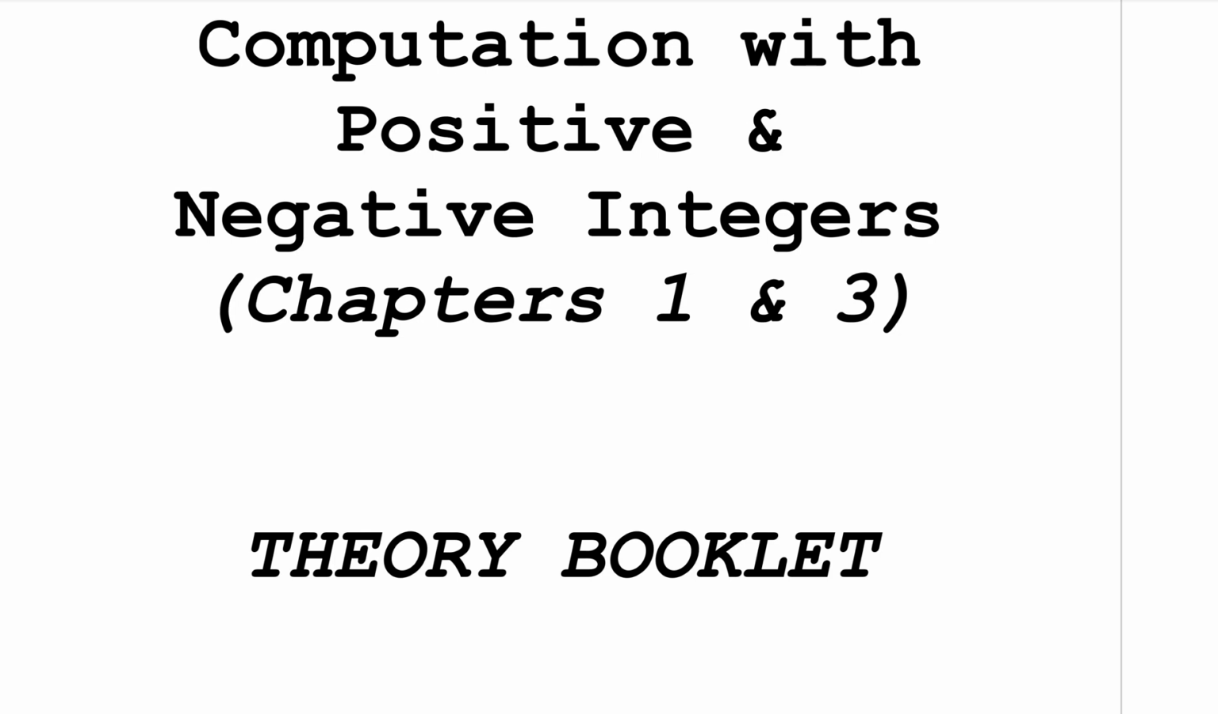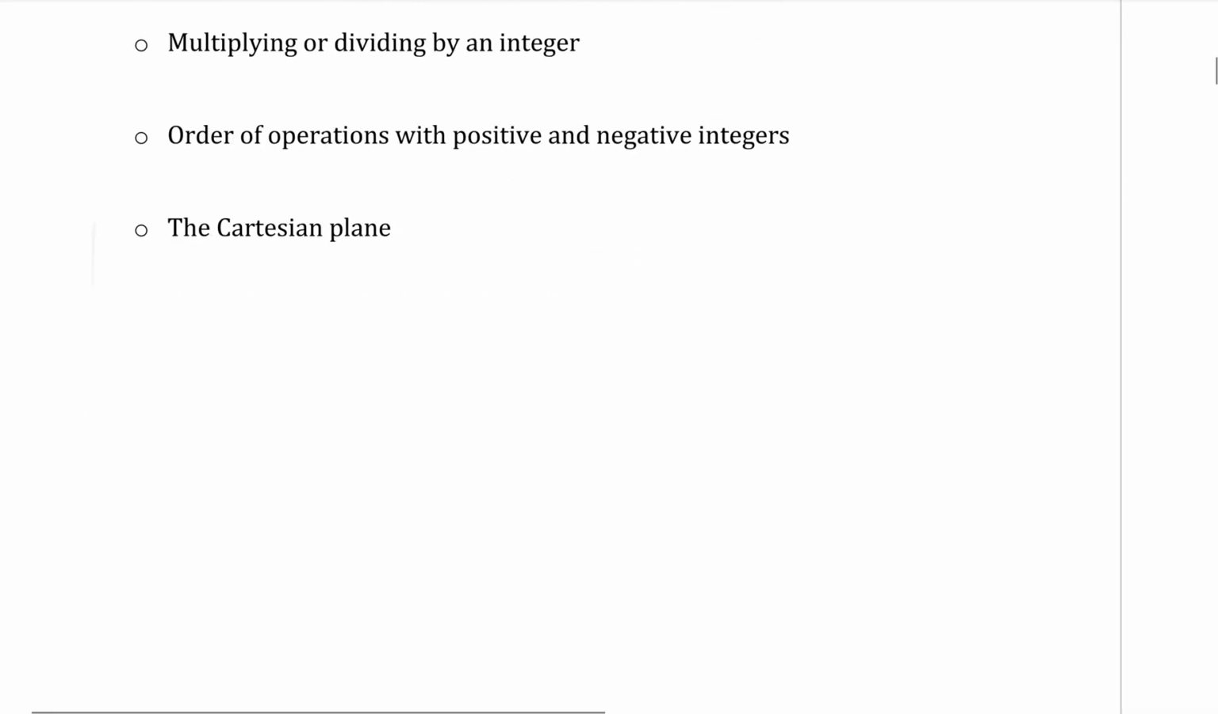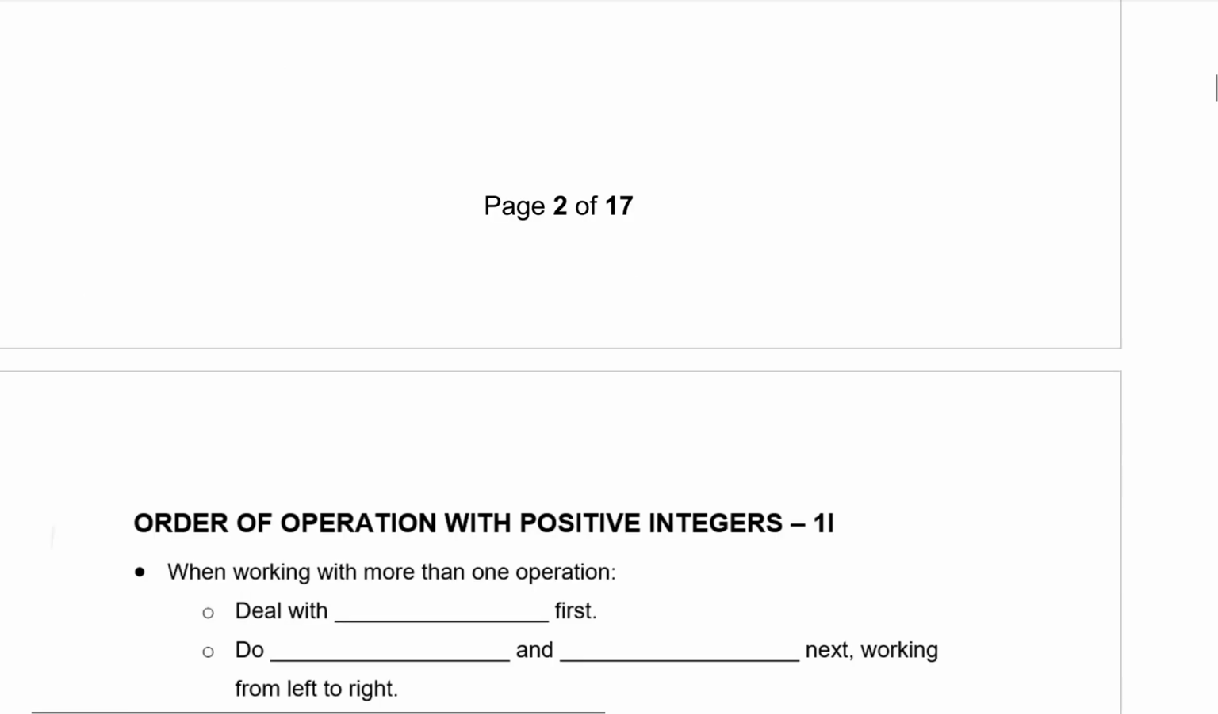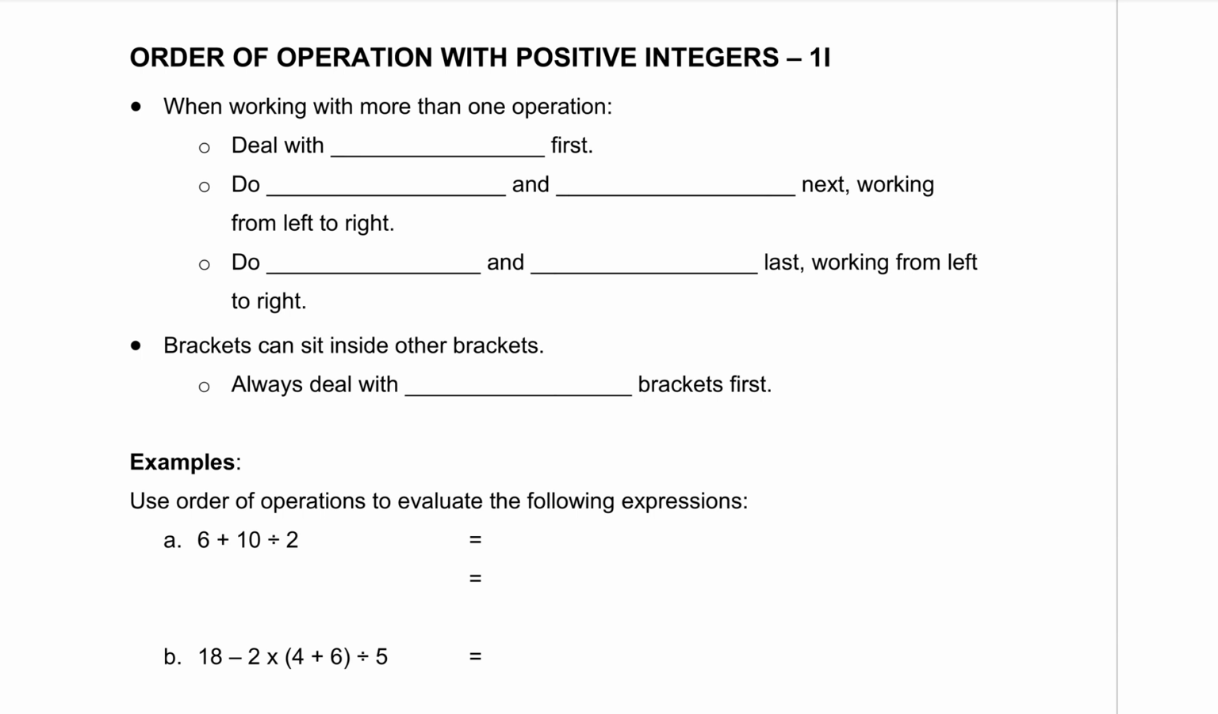This is the start of chapter 1, where we're looking at positive and negative integers. So this is our theory booklet. If you go on to the next page, you'll see an overview of the topic, but let's just skip over that for now. And on to the next page, this is our work for today. We are talking about order of operations with positive integers.